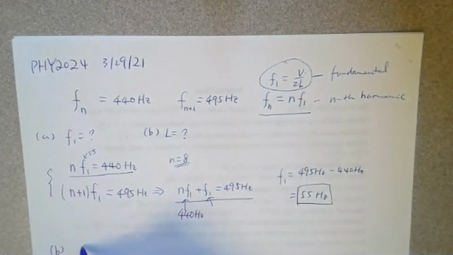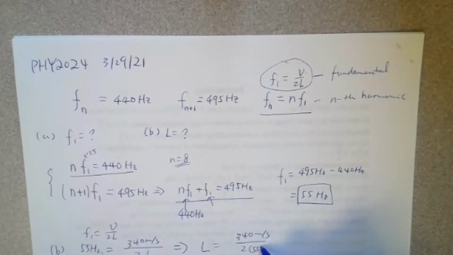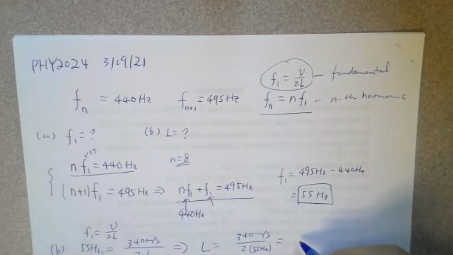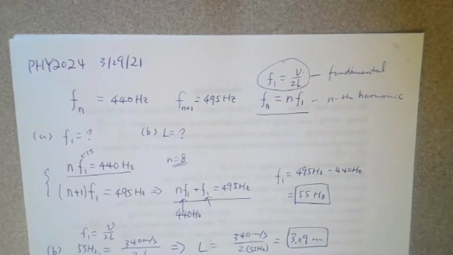So you can set up that 55 hertz. Basically, f1 equals v divided by 2L, where v is 340 meters per second, divided by 2L. So you solve for L. You can move the L to this side and the f1 down here. So L is equal to 340 meters per second divided by 2 times 55 hertz. That will give you 3.09 meters as the length of the pipe.